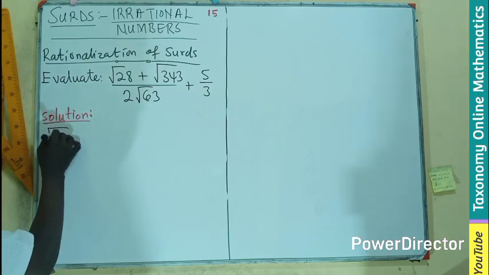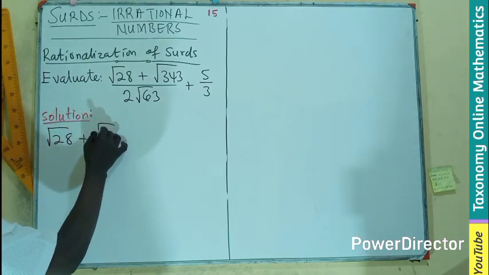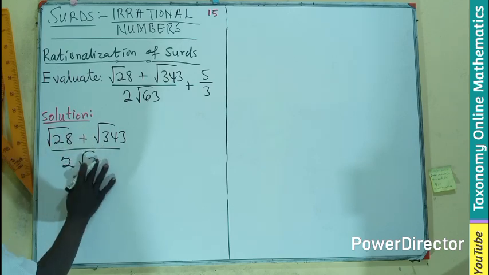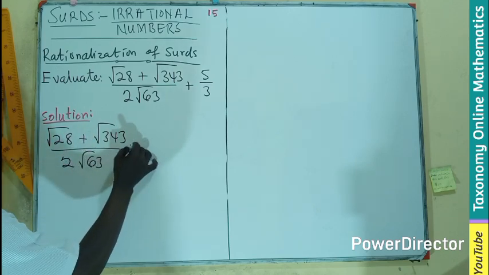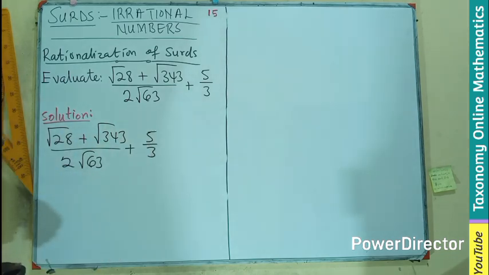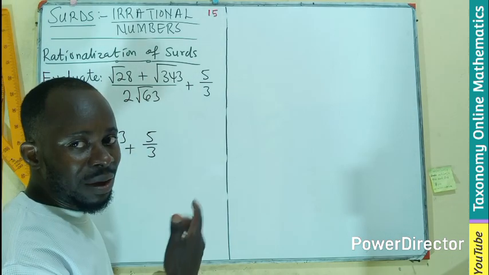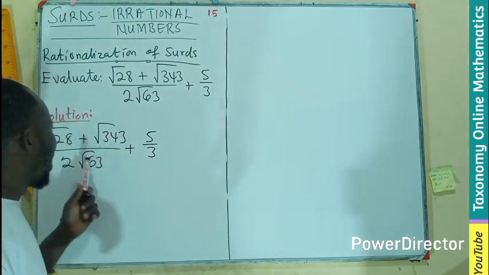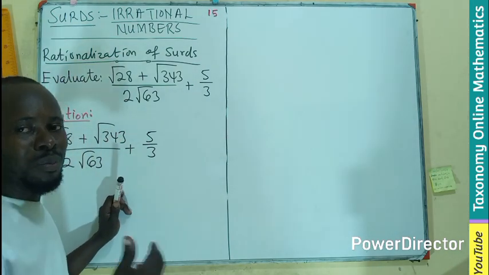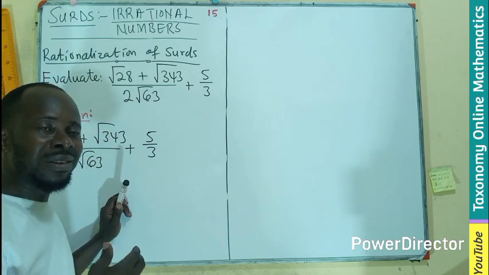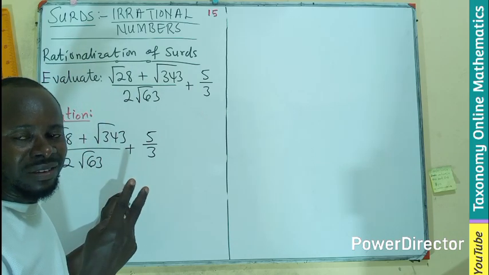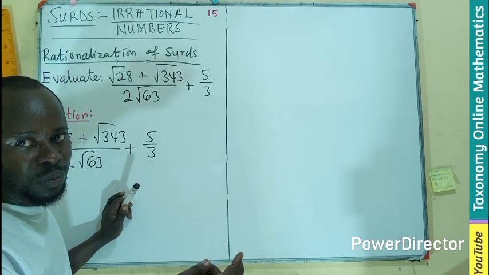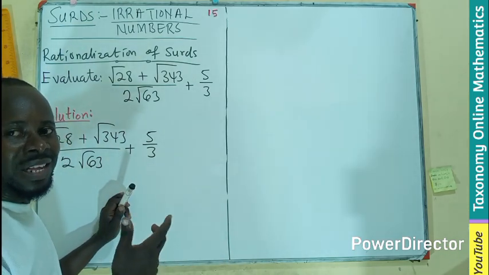This is the root of 28 plus the root of 343, all divided by 2 root 63, then plus 5 on 3. So we are combining the previous episode, which is the very beginning episode, how we can reduce these numbers to their basic form. Remember, we mentioned that to reduce them, we need two factors. One of the factors will be a perfect square, the other one will be a non-perfect square. And sometimes getting the perfect square is difficult.